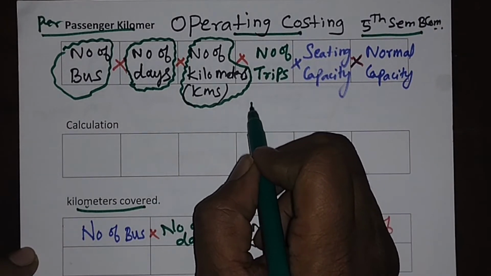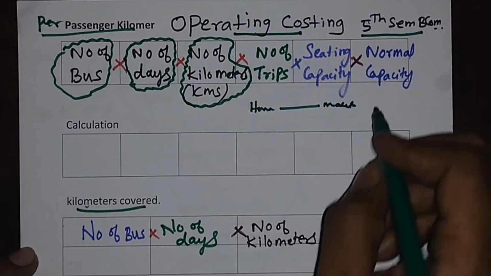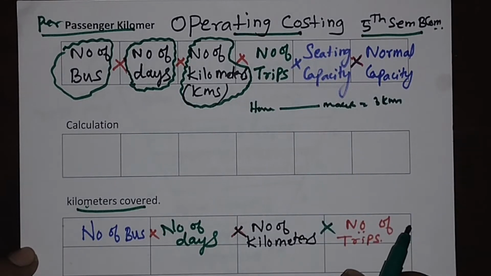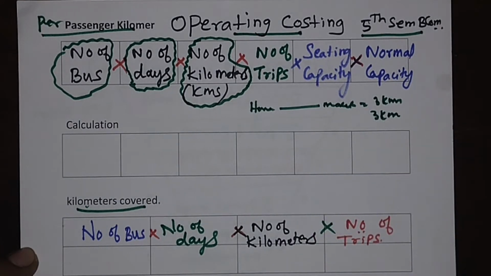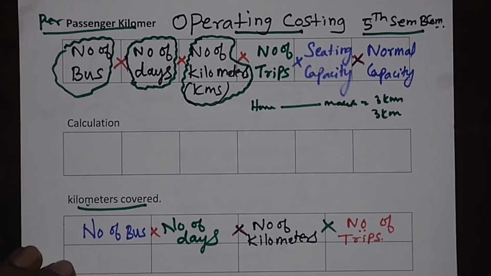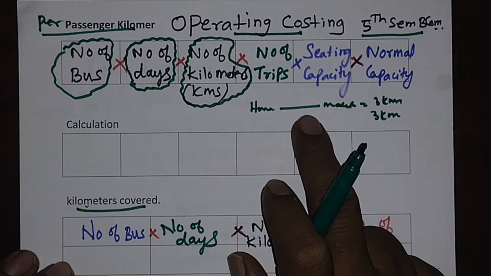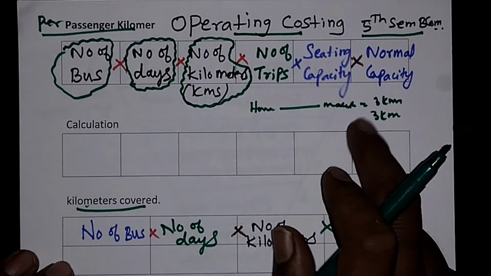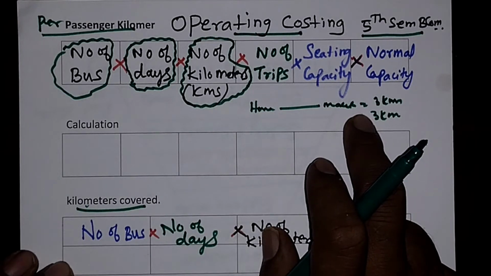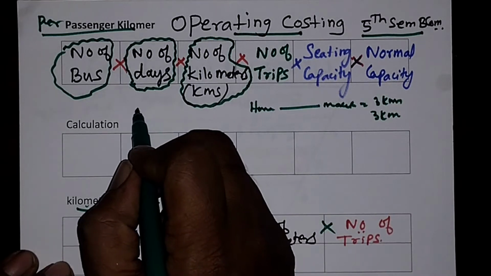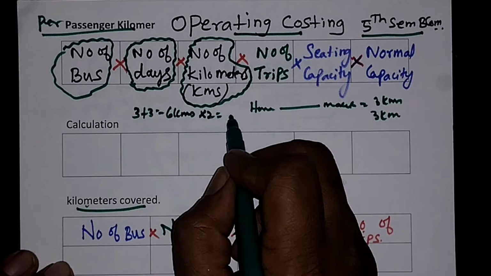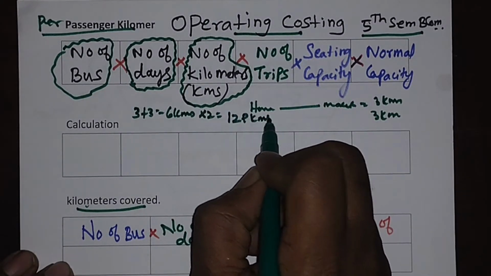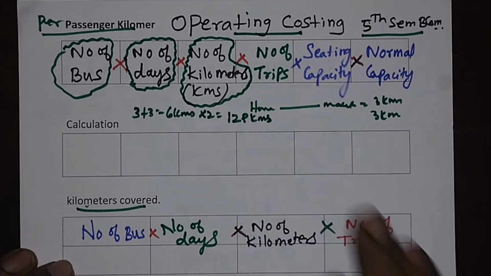For example, from your home to market, you go by your bike, say 3 kilometers, and when you return from market to home, the same 3 kilometers, you covered a distance of 6 kilometers on your vehicle. If two persons are going in the same vehicle, it still means 6 kilometers covered. But in terms of passenger kilometers, 3 plus 3 is equal to 6 kilometers into 2. Therefore it becomes 12 passenger kilometers. I am giving this example for understanding purposes.